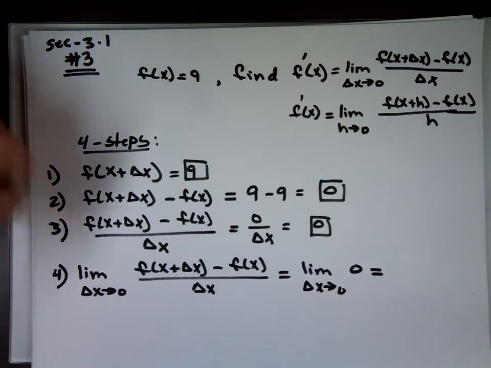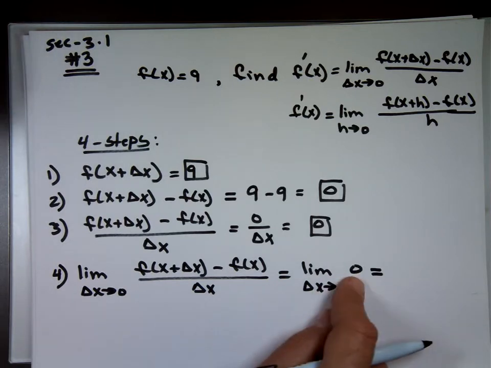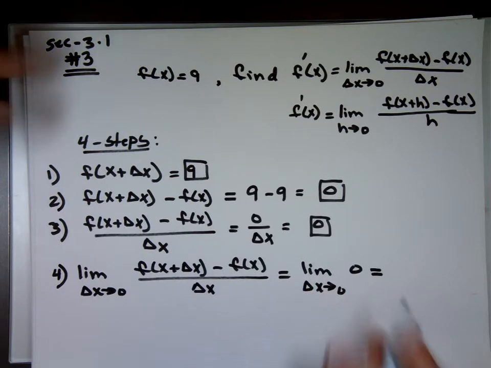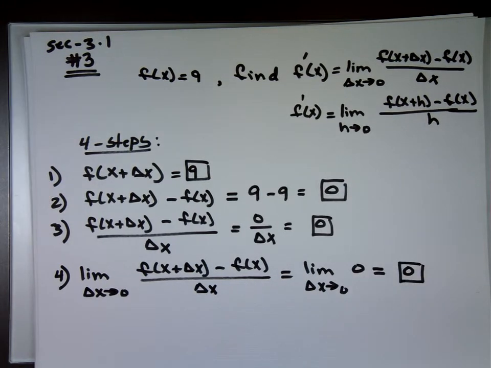Now the limit says what? First step, direct substitution. Go to this expression. Every time you see delta x, put a 0 in it. There is no delta x. The numbers don't change. So the answer is 0.